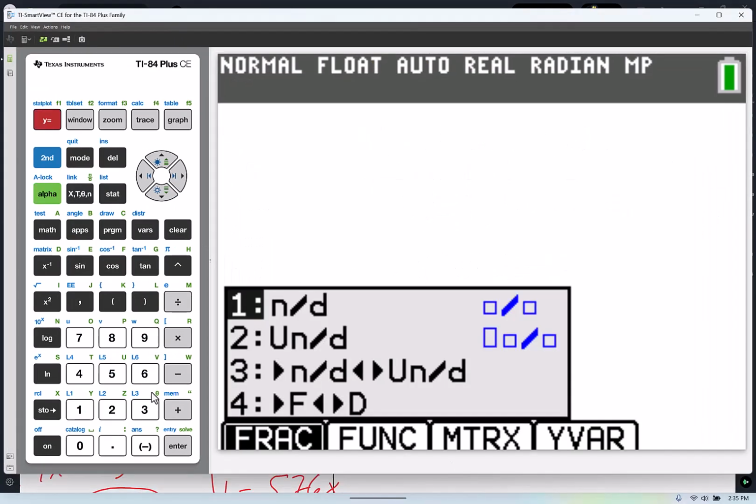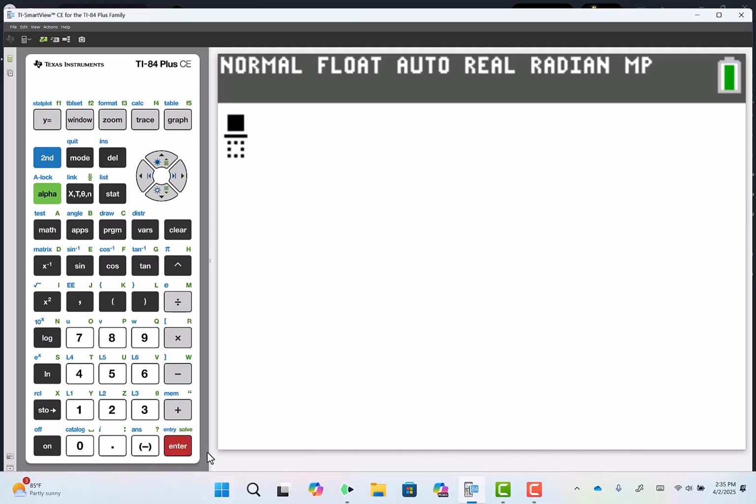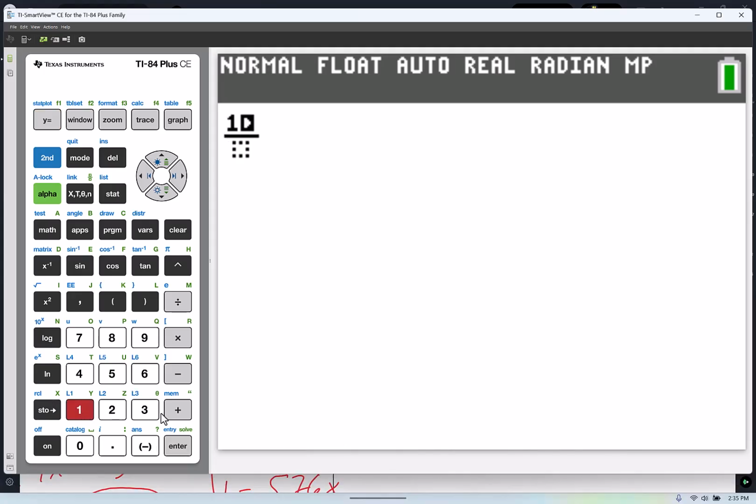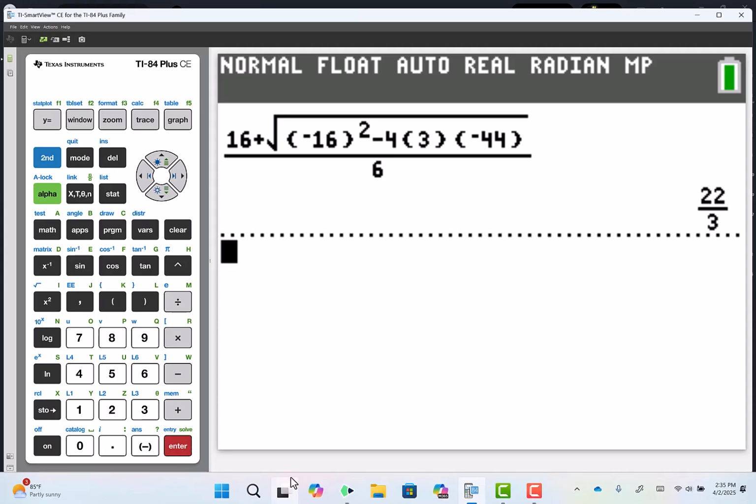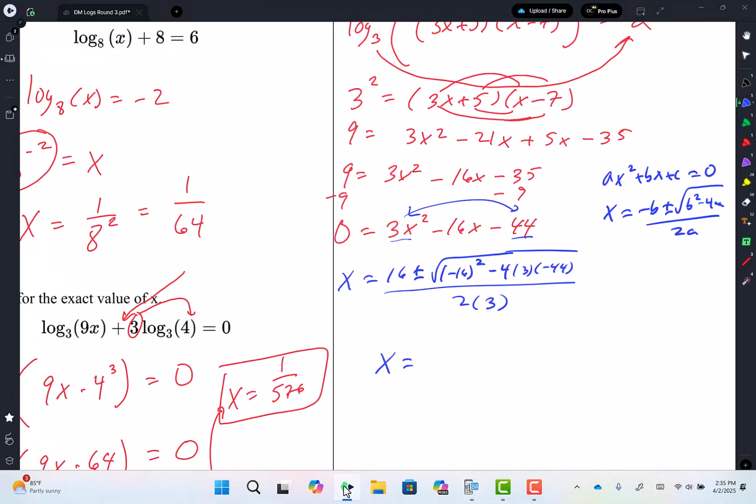Quadratic formula. I'm just going to plug in 16. I'm going to do the plus one first. Plus square root. And I know I had a negative 16, so here's your negative 16. It doesn't matter because I'm going to close it and put a square anyways. Minus 4 times 3 times, what was it, negative 44? All over 6, 2 times 3. So here's my first answer, 22 over 3. x equals 22 over 3.